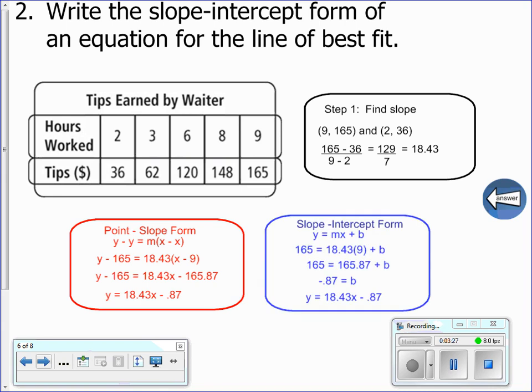I can also do it in slope-intercept form. So I plug in that same point. So 165 equals 18.43 times 9 plus my b. Multiply those, and 165 equals 165.87 plus b. And I subtract 165.87 from both sides, and my b is equal to negative 0.87. So my equation is y equals 18.43x minus 0.87.